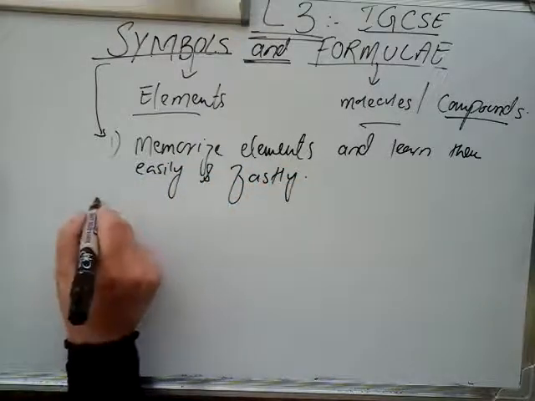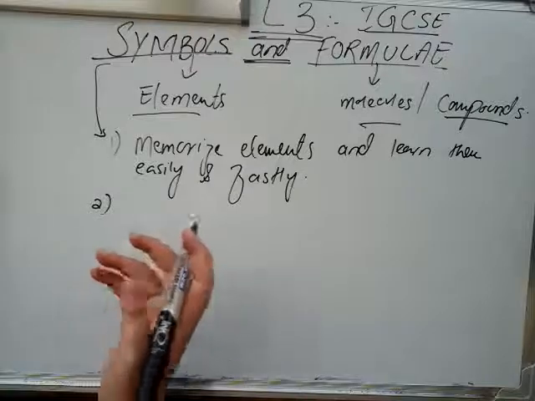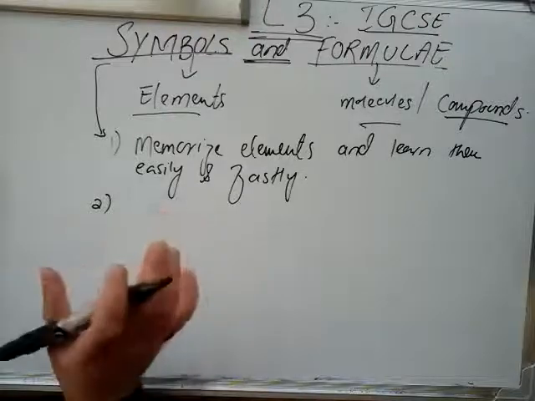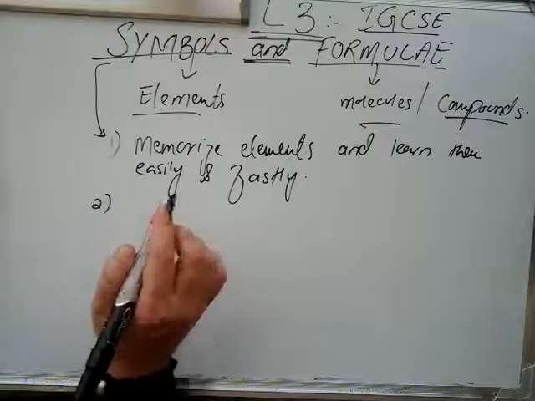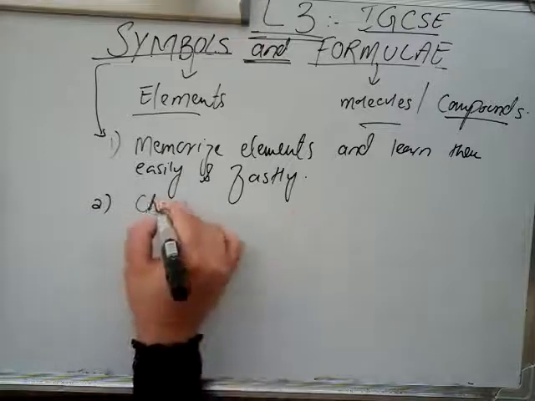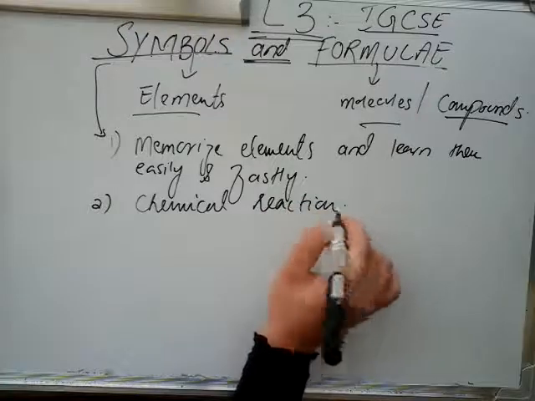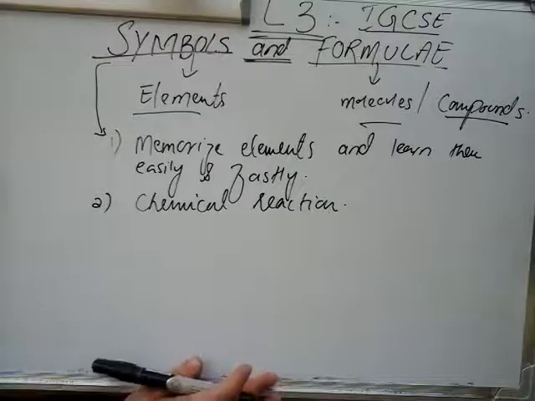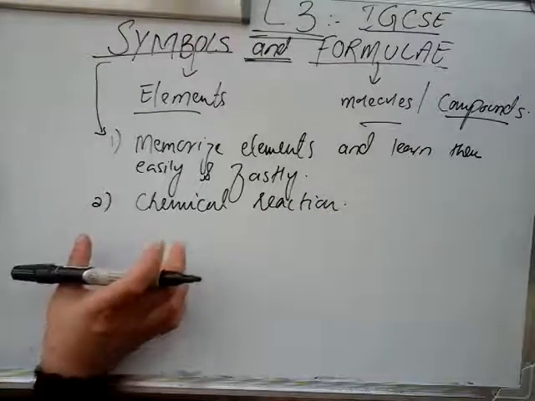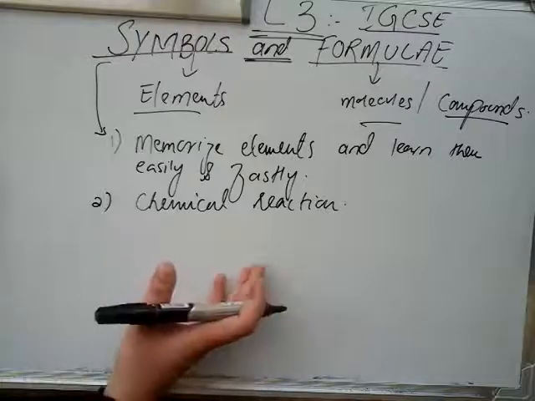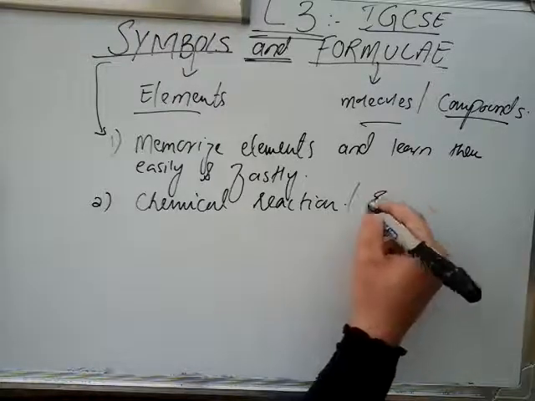The second purpose of symbols for elements is that it helps us to understand any chemical reaction. For writing a chemical reaction we usually use symbols. It helps us in writing chemical reactions, or chemical equations more specifically.